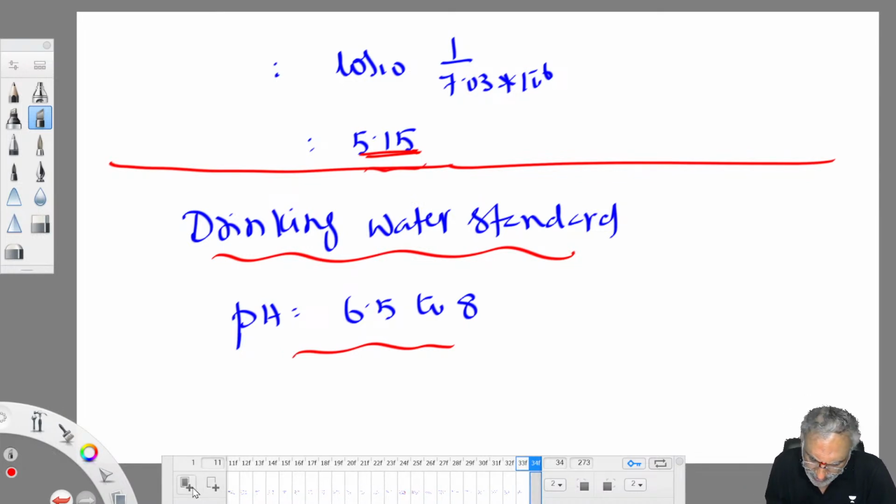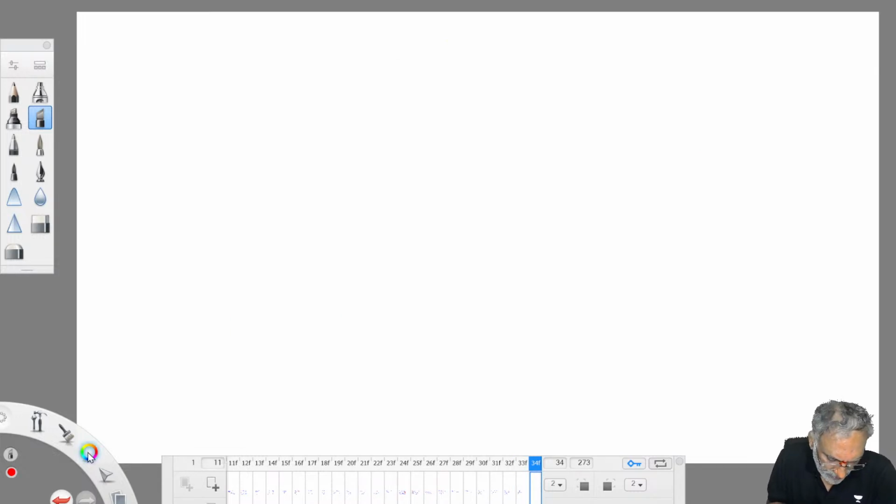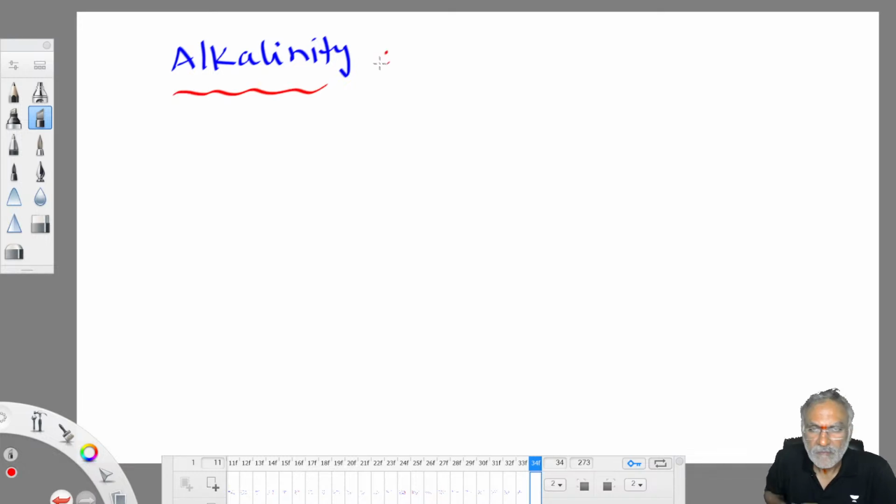The next important parameter, from the GATE exam point of view, is alkalinity. Of course, acidity also exists, but it is not required for the GATE exam. Alkalinity is important. Alkalinity of water is normally caused by hydroxyl ions, carbonate ions and bicarbonate ions.